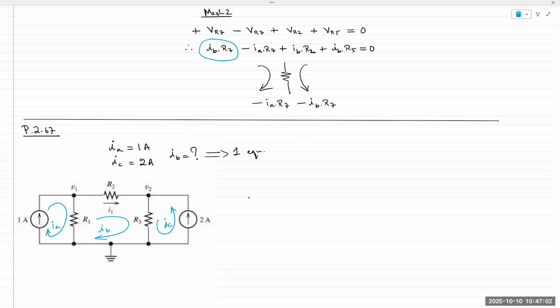So if you have time, you can solve it right now if you wish. For those of you who have already done this, have you moved on to superposition? Okay.